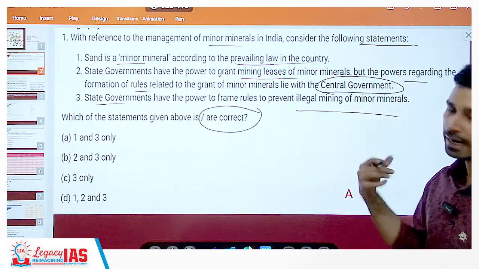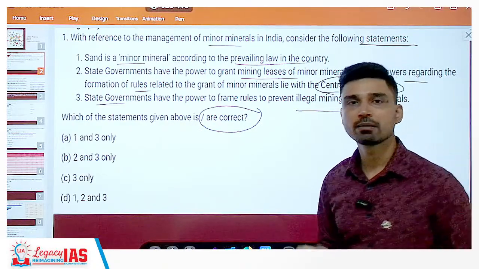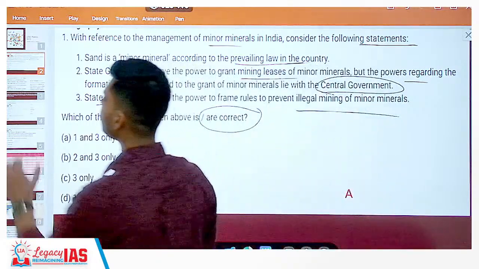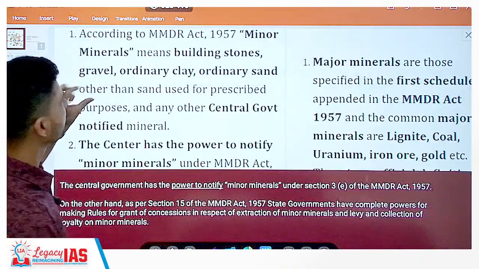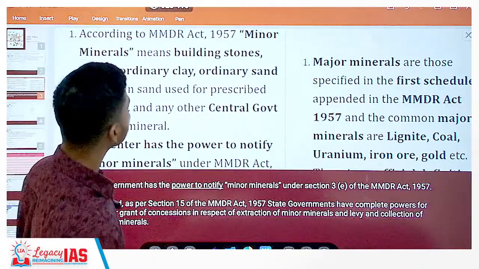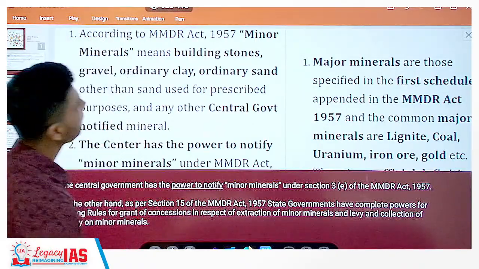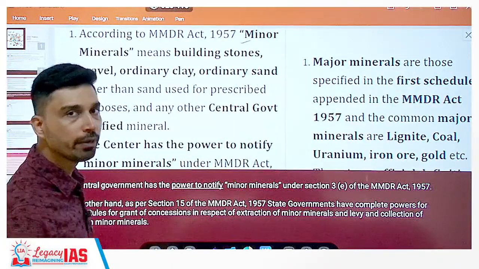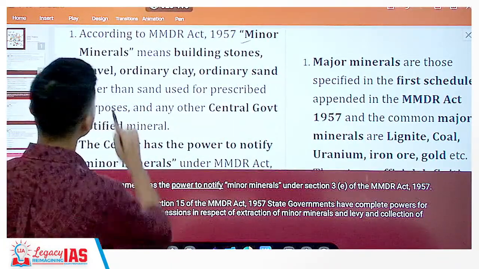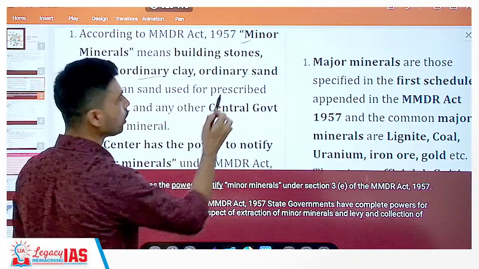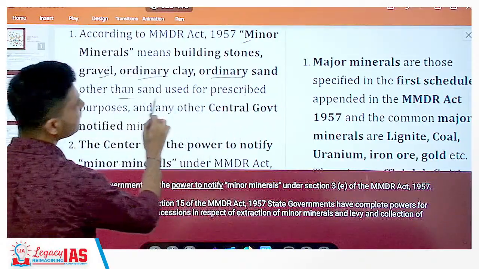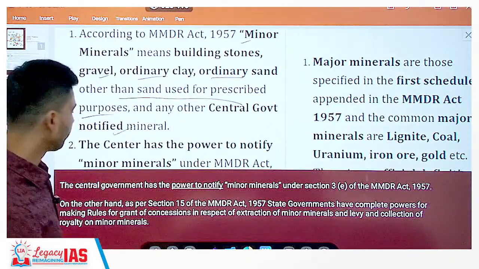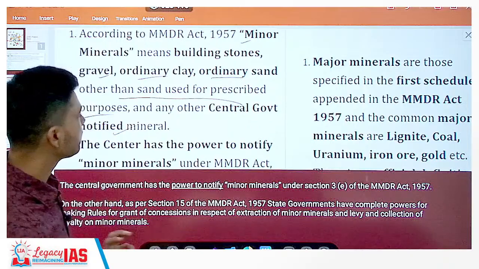So, here sand indeed is classified as a minor mineral, and this is according to the prevailing law. To understand this more, we can take a look at the act, that is the MMDR Act 1957. As per the MMDR Act, minor minerals means which kind of minerals? Building stones, gravels, ordinary clay, ordinary sand other than sand that is used for prescribed purposes, and any other minerals notified by the central government. So, these are considered as the minor minerals.